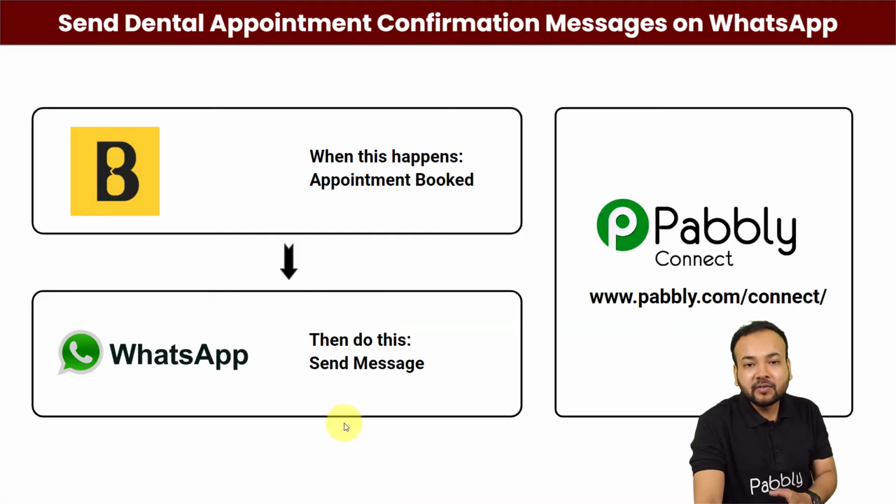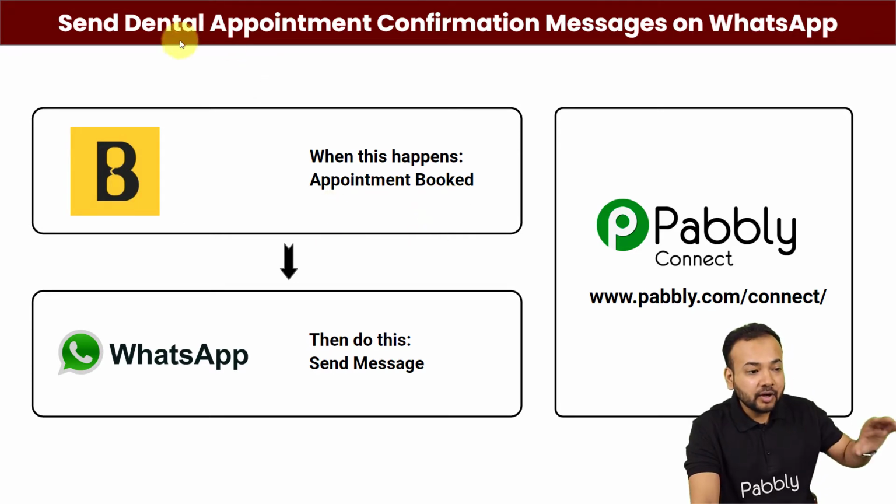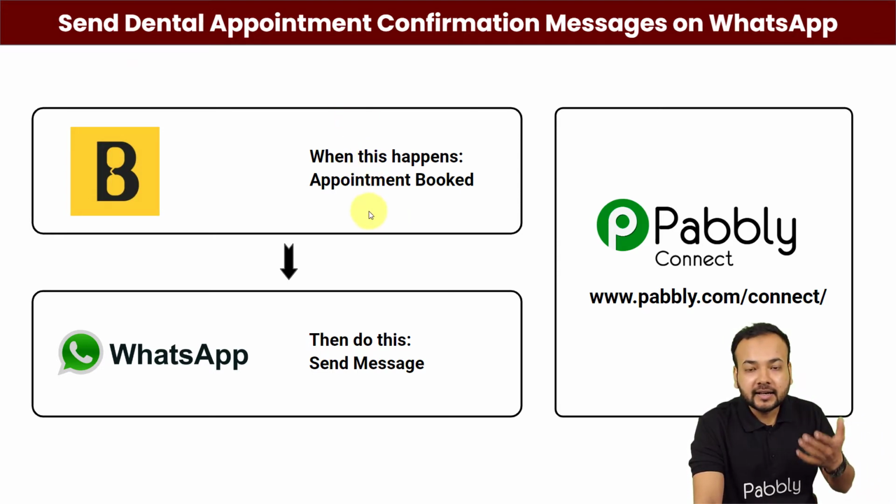So guys, this will be the flow of this automation. Here we are using Book Like a Boss application to create a booking page. You can use any other booking application in place of this as well, like you can use Book Me. Here, as and when your customer is going to take an appointment with you, we have taken the example of a dental clinic. So let's suppose that you are running a dental clinic.